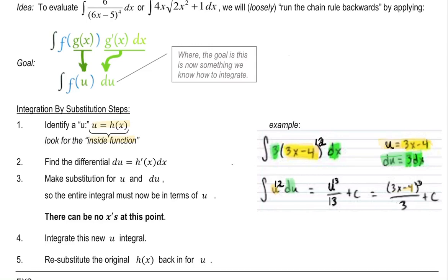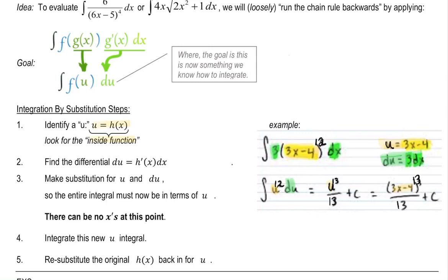And then your last step is going to be to go back in and replace that u with what it was originally. So u here was that 3x minus 4. So in your very last step, you're going to replace u with what it was equal to originally. So again, in this case, we end up with u to the 13th power over 13. All right, so this is what we would have ended up with.